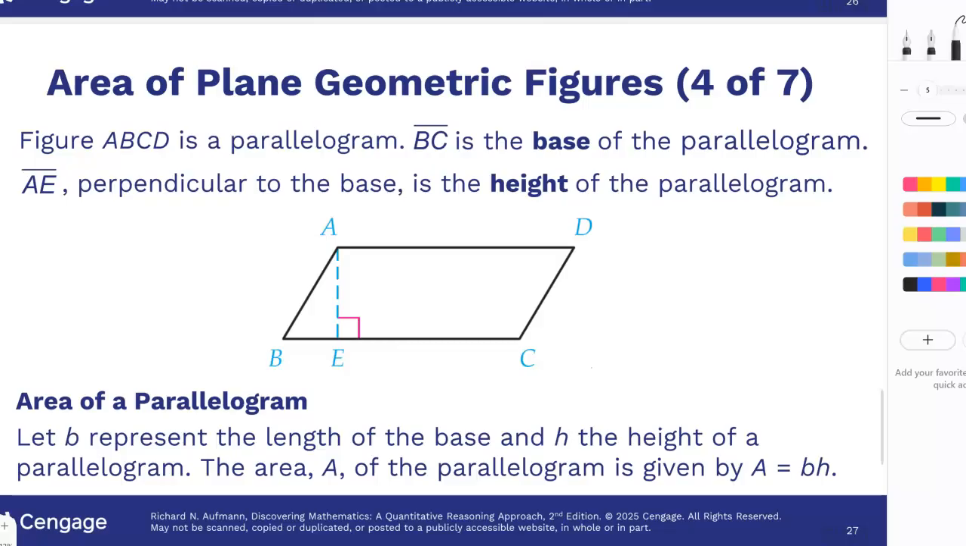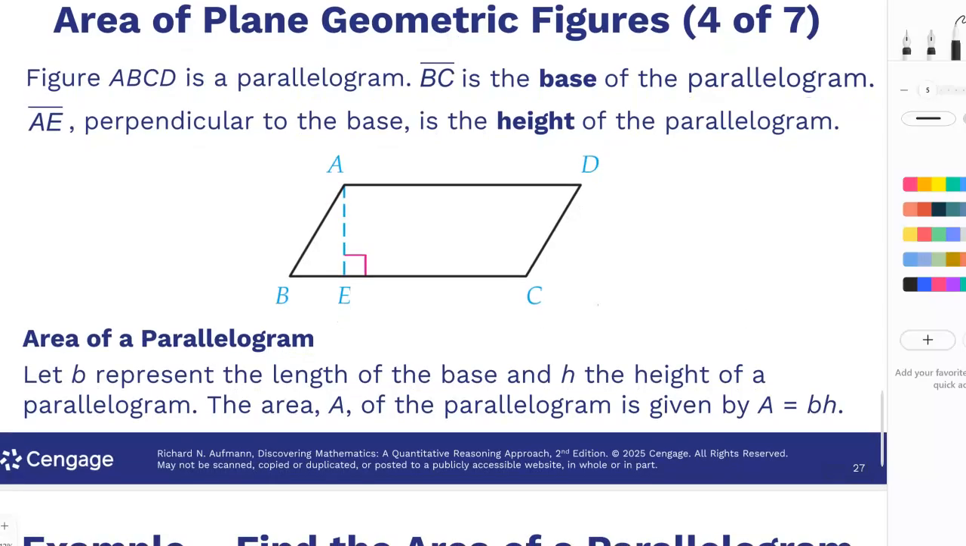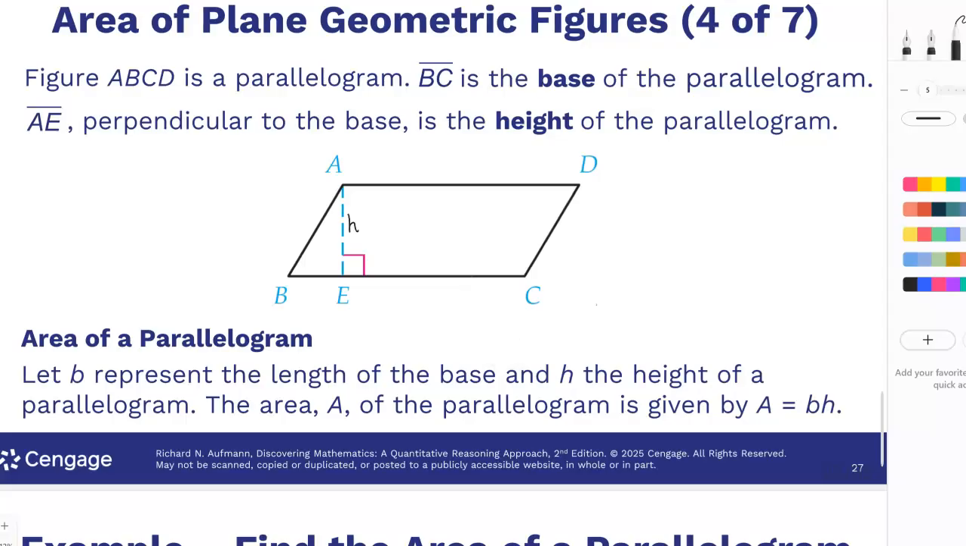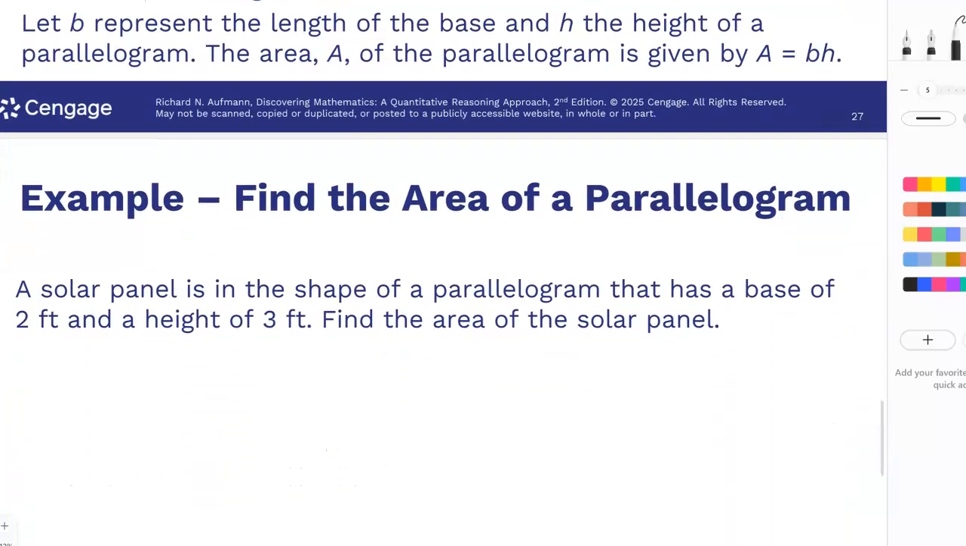Area of a parallelogram. Remember, a parallelogram has parallel sides here and here, and then these opposite angles are the same measure. So the area of a parallelogram is given by base times height. So this would be my base, and my height is when I drop a perpendicular down to that base. Let's look at an example. A solar panel is in the shape of a parallelogram that has a base of 2 feet and a height of 3 feet. We want to find the area.